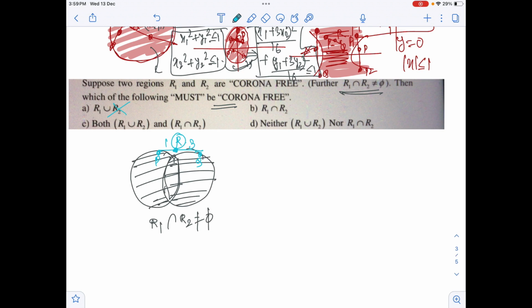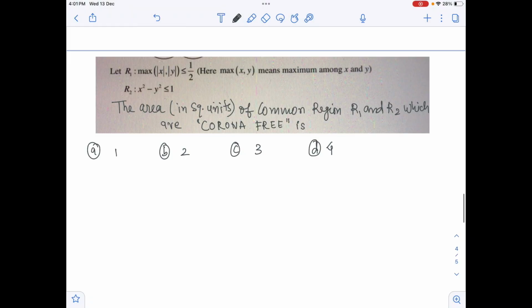Second is, what about R1 intersection R2? What about the common region? So with respect to this diagram, again we can clearly see if I pick up any 2 points in R1 intersection R2, the other point is also in the corona free region. So this was a good question.